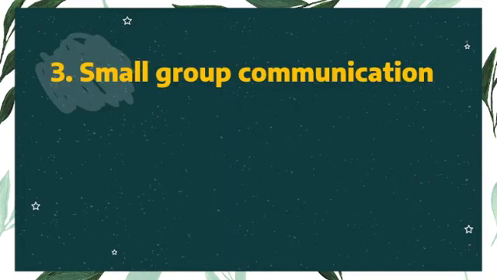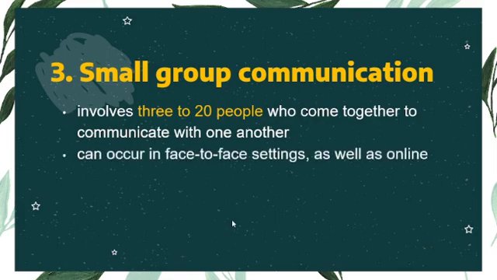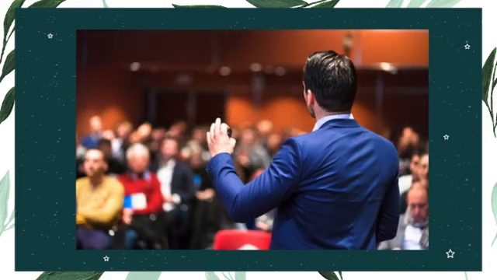All right, so we have small group communication. This is actually defined as a conversation that involves 3 to 20 people who come together to communicate with one another. And it can occur in face-to-face settings as well as online, right? Example is through Facebook or through Messenger, through what else? Through Twitter, through Instagram, and so forth. Examples include a family or a group of friends, a group of classmates working on a project, and a management team in the workplace.